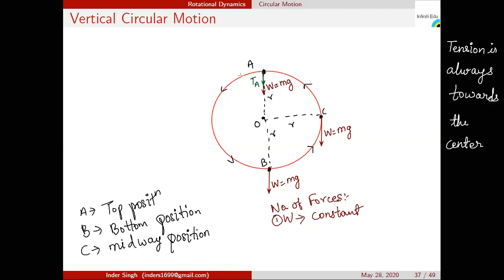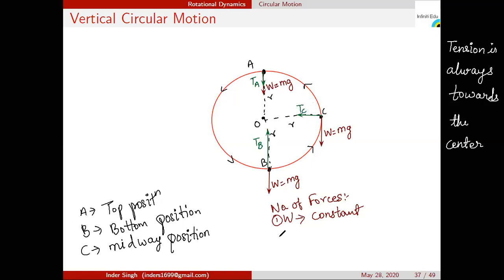But at position B, tension is always towards the center, so the length will be greater, like this, up to here. This is the tension at position B. The length is greater, which means the tension at the bottom position is highest of all the positions. At the midway position, the tension is between the highest position and the bottom position. So the length will be greater than TA but lesser than TB, and this is the tension TC.